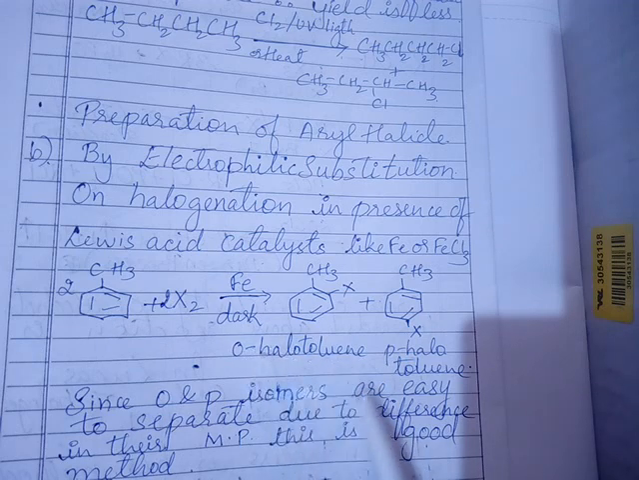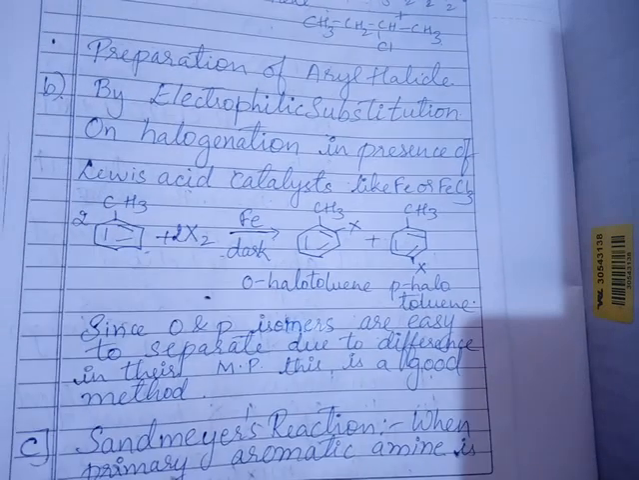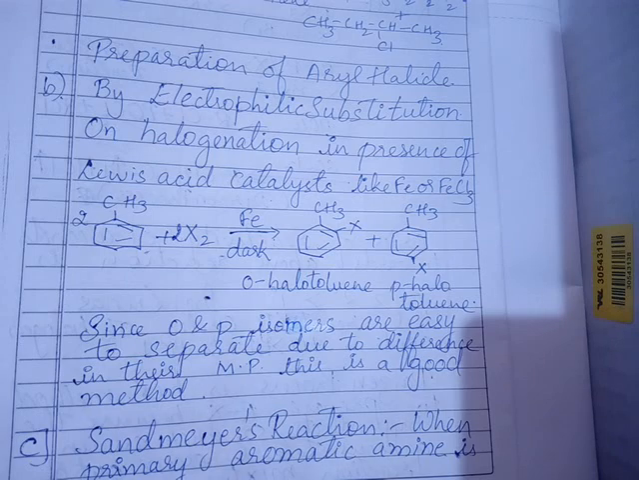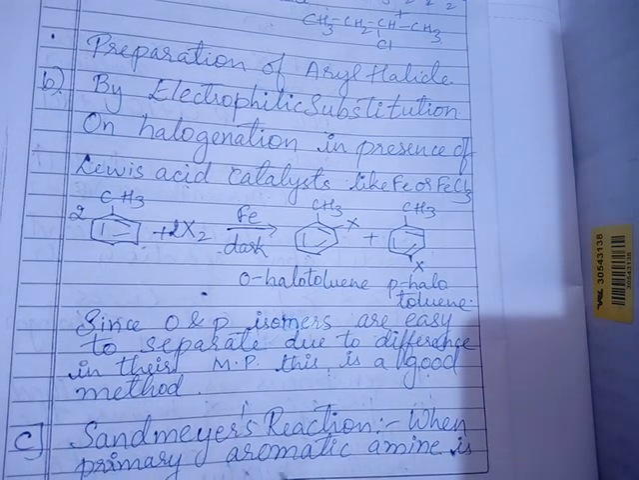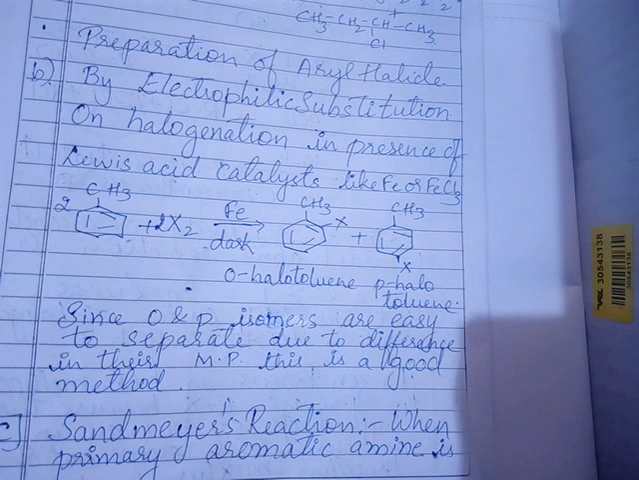Now, after knowing this reaction, let us go for one more reaction. The next reaction we are going to study here is the Sandmeyer's reaction. This is one more important reaction. In this reaction, we are going to take the primary aromatic amine. When you treat the aromatic compound with ammonia, you get the primary aromatic amine.